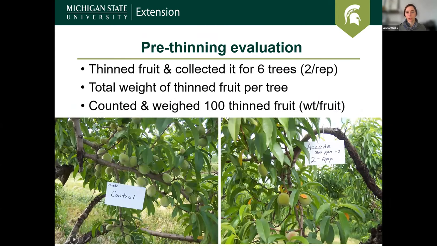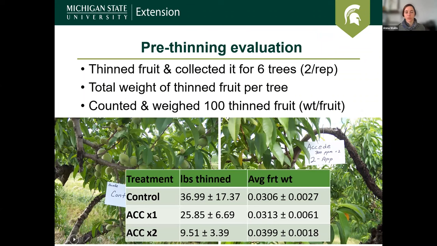And so he did some pre-thinning evaluations where they thinned the trees and collected the fruit that were thinned. And so he weighed the total and counted the total number of fruit that were thinned in order to see how much fruit was required to be hand thinned. And so the results of that work, he showed that there was a really huge reduction in the amount of fruit that was thinned per tree with a greater application of ACC.